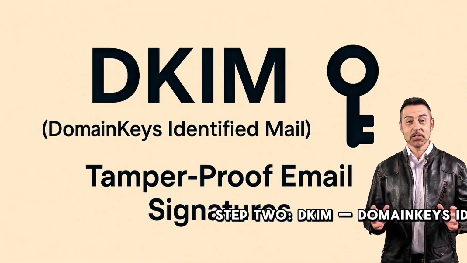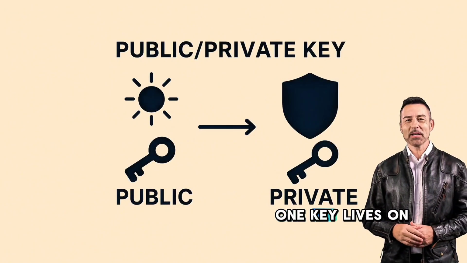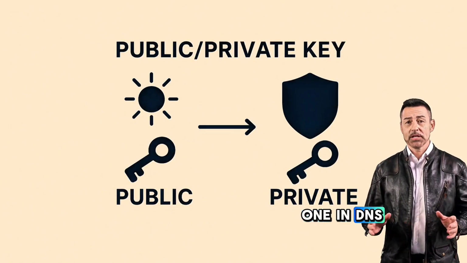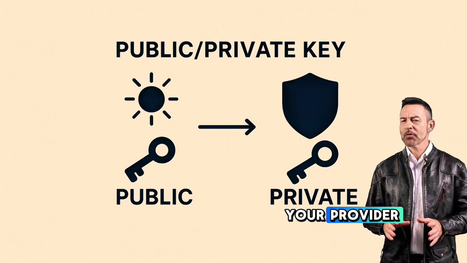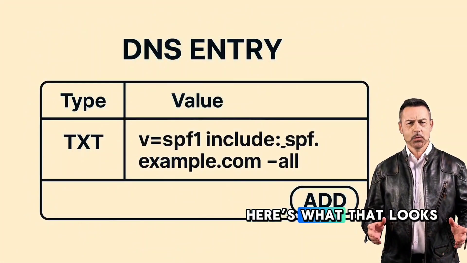Step 2. DKIM. Domain Keys Identified Mail. One key lives on your server, one in DNS. You'll get this from your provider. You copy, paste it as a TXT record. Here's what that looks like.